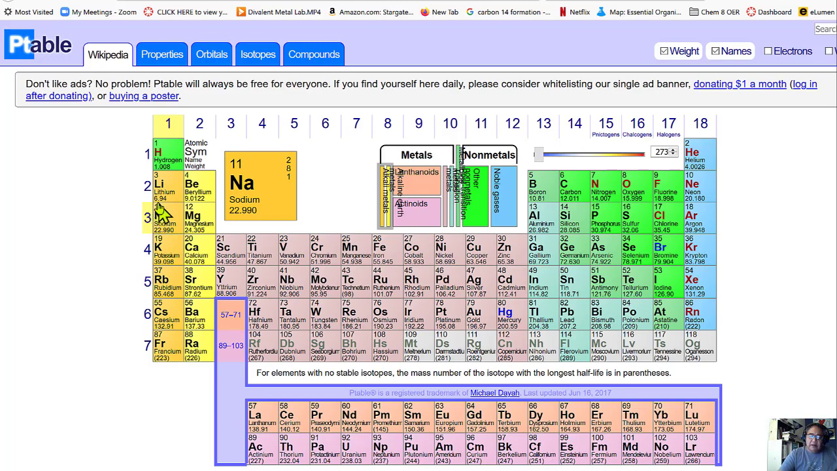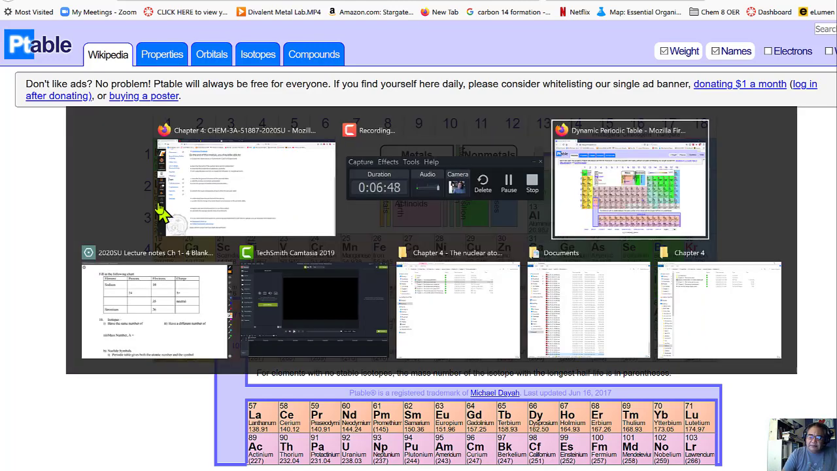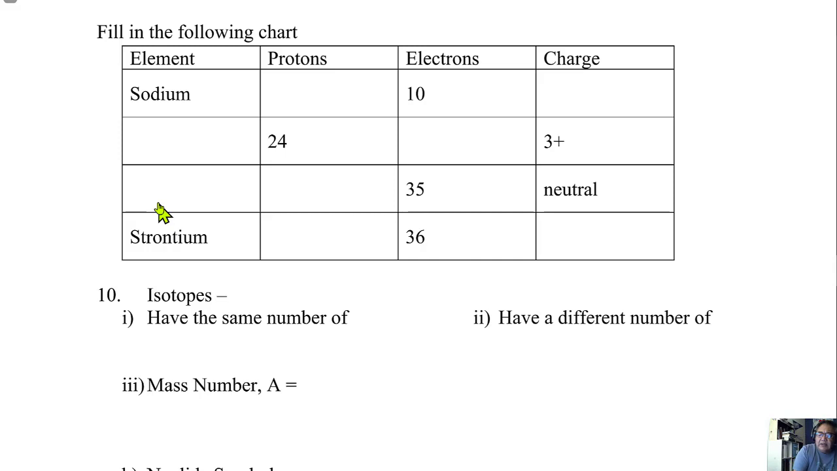Okay, so now what we can do is we can go back to our table, and for sodium, the number of protons, we put 11 like that. So it has 11 protons and 10 electrons. So it has more positives than negatives, right? So its charge is going to be +1. If you wrote it on the symbol, right, you would write it as Na plus like that.